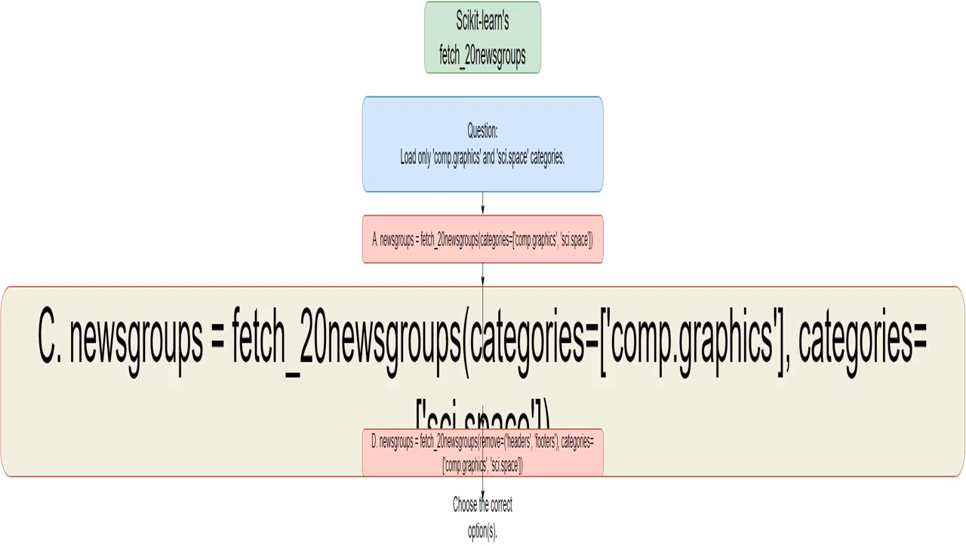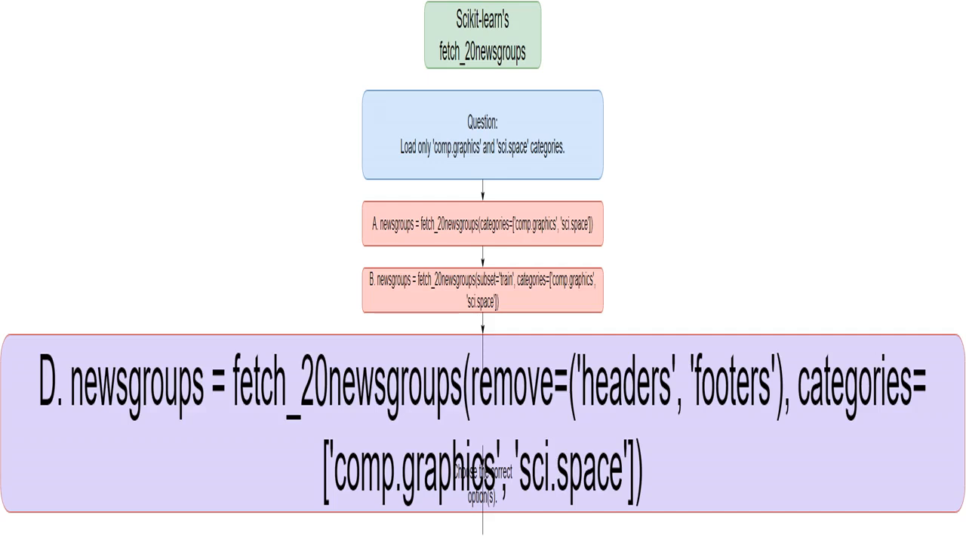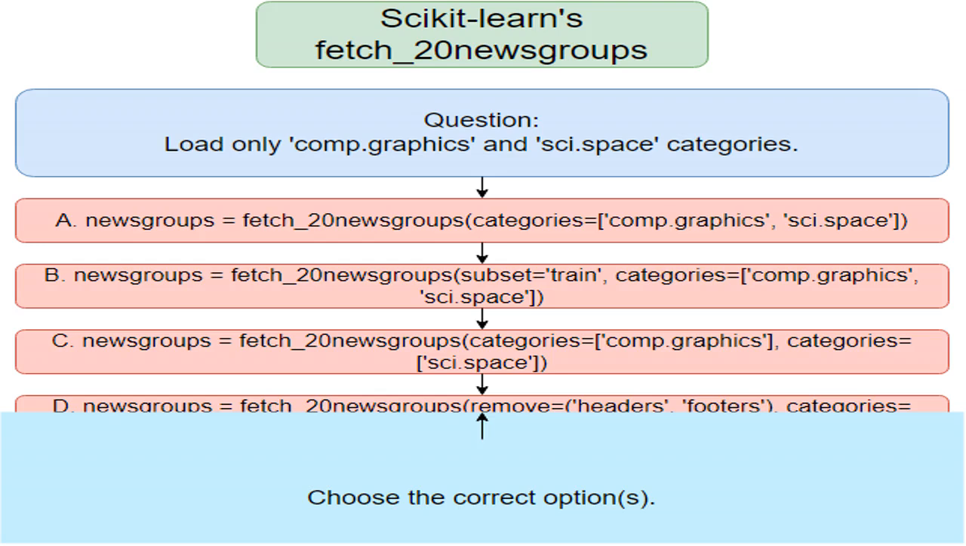The second one overwrites the first. Only space will be included, not both. Oops. This gets the right categories, but it adds an extra `remove` parameter to get rid of headers and footers. That's not wrong, but it's not needed to answer the core question. We are only asked to select the correct categories. The question is simply asking you to identify which code snippets correctly include only comp, graphics, and space.